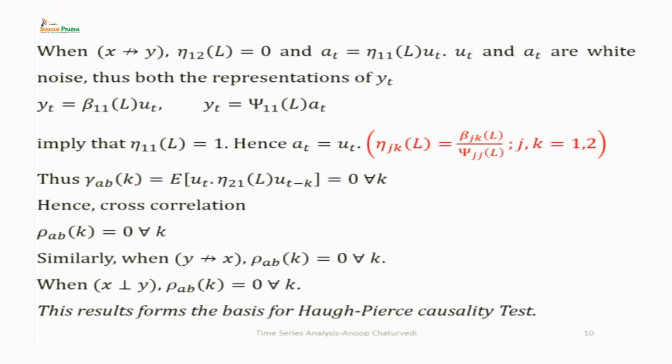Then gamma A B k is equal to expectation of u t eta 2 1 L u t minus k, and this is equal to 0, because this second term does not involve u t, and u t is a purely random process. So, u t is uncorrelated with eta 2 1 L u t minus k and this expectation is equal to 0. So, the cross correlation rho A B k is equal to 0 for all k.